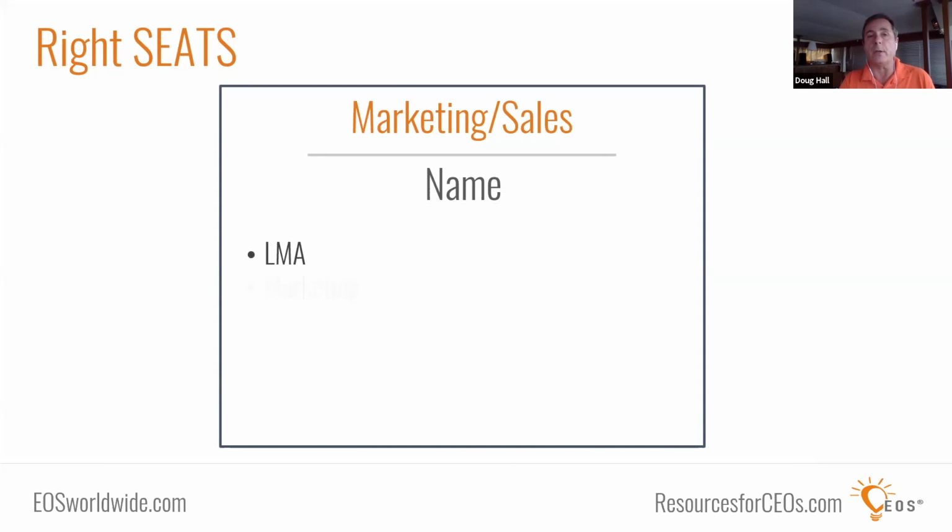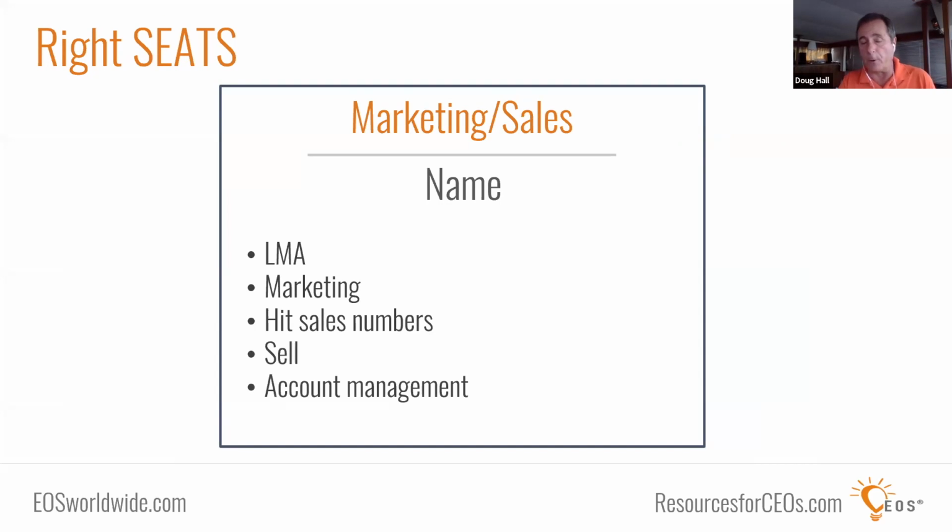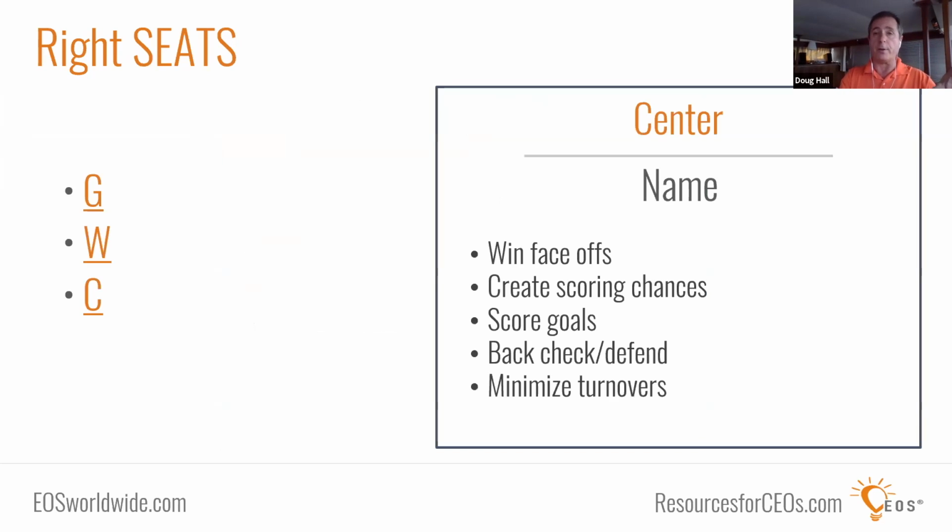So for marketing and sales, we need leadership, management, and accountability. We need somebody to own marketing, somebody to hit sales. They need to do a little personal selling, and they need to do some account management. So this would define a seat. And one of the owners might have to do this part-time. We're not saying it's a full-time job, but the person that's in the seat needs to get it.